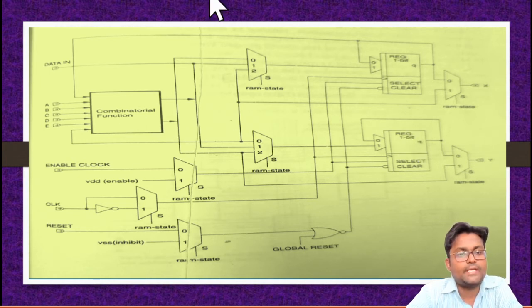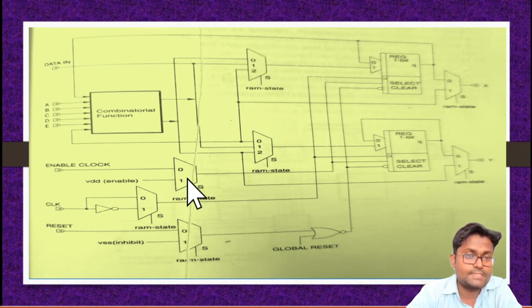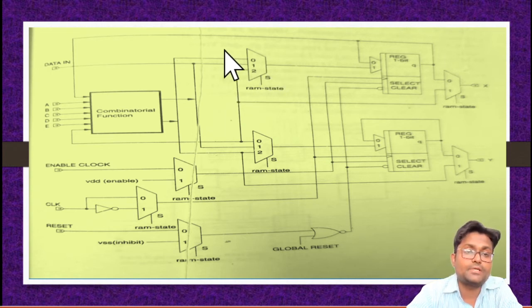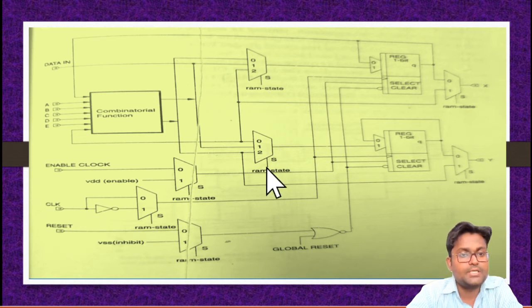In any configurable logic block, we use several multiplexers. Here you can see the various multiplexers, which are responsible for selecting one output from a number of inputs. Using this RAM state, if there is more than one input, you can select any one of them.